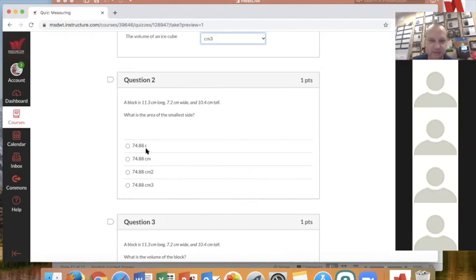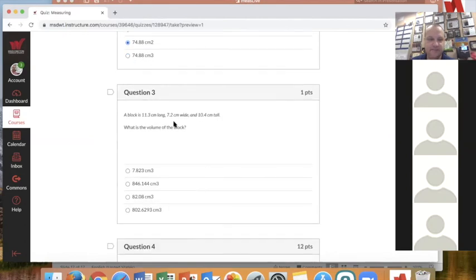C is not a unit. cm is a unit, centimeters, but we multiplied two numbers. So the one we want to choose is centimeters squared. 7.2 times 10.4. Okay, last one.